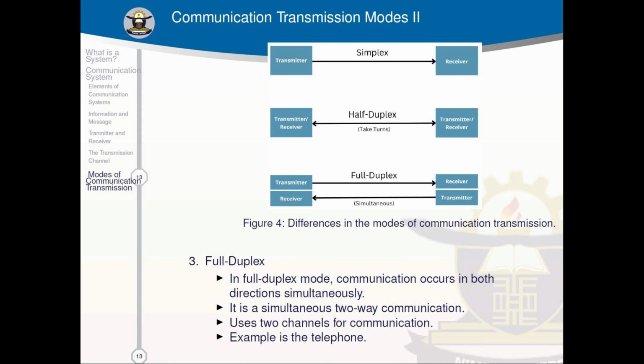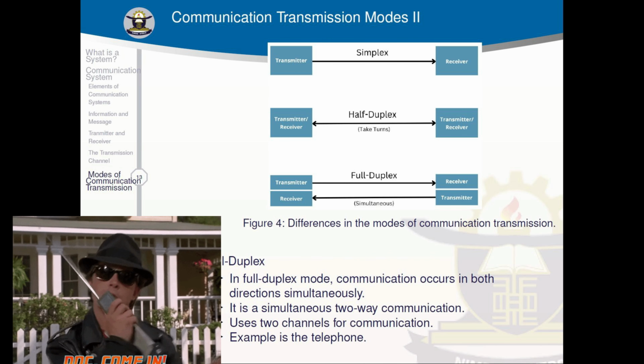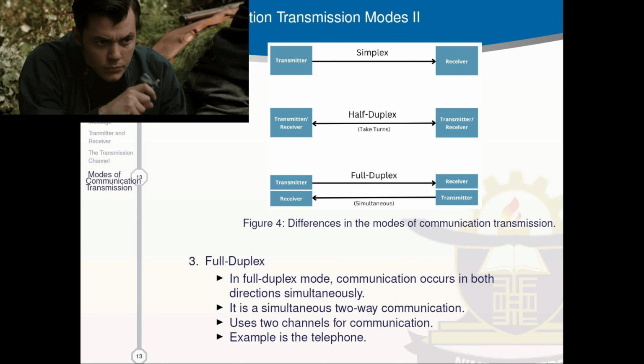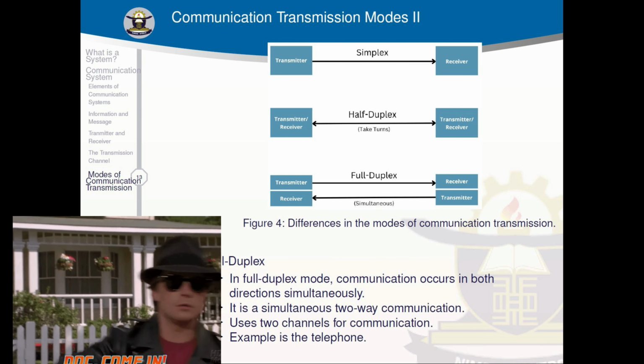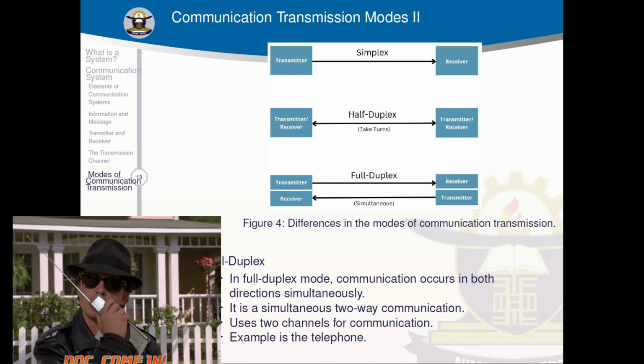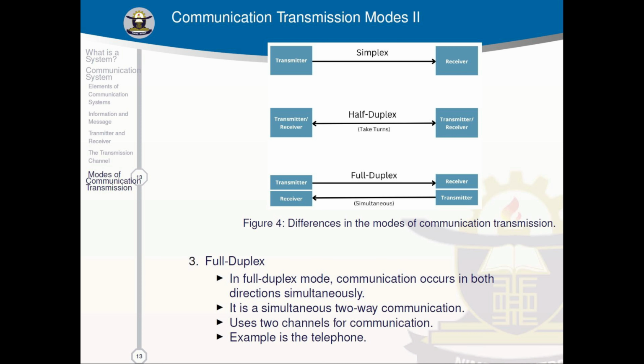An example of such a communication transmission mode is the walkie-talkie. We see it used mostly in police circles, where a policeman sends information to his partner, then he has to wait and listen to his partner, who is now able to turn on the transmission mode and then transmit to him. So the communication between them cannot occur at the same time.